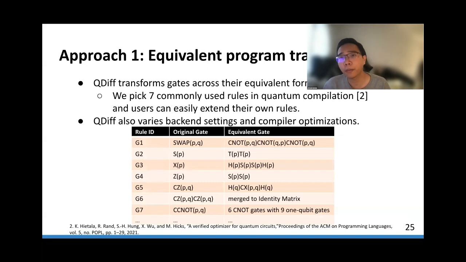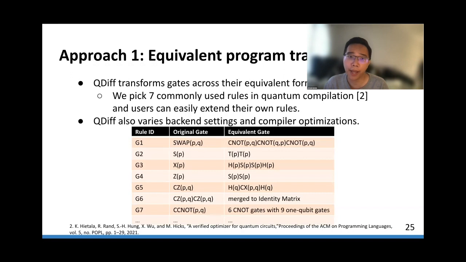The gate transformations are based on 2 observations. A quantum gate can be represented as a unitary matrix, and 2 quantum gate sequences are equivalent as long as they yield the same matrix representation. QDiff adopts 7 commonly used rules in quantum compilation, and the matrix representation doesn't change after these transformations. Users can easily extend with their own rules as long as they can make sure of the equivalence of the matrix representations. Since all the transformations are equivalent, the result of the transformed circuit, which is a probabilistic distribution, should also be equivalent, since we do not change the semantics of the circuit.